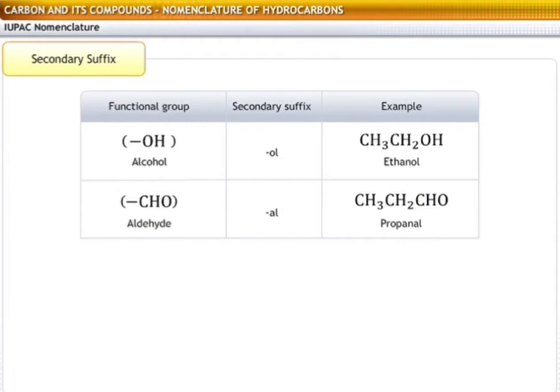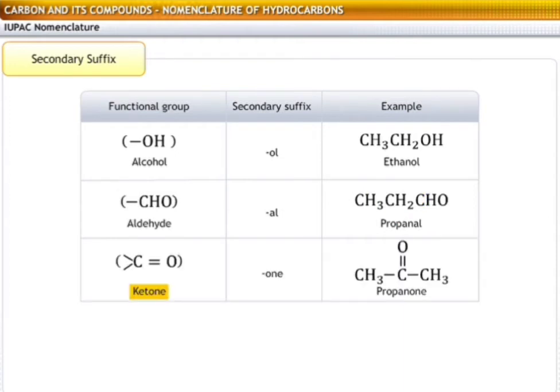Similarly, let's try to compute the IUPAC name of ketone. In a given ketone molecule, there are 3 carbon atoms. Hence, the root word should be prop, and as it is saturated, the primary suffix should be "ane". However, there is a functional group C double bond O, so you must remove the E from the alkane and add the secondary suffix "one". Hence, the IUPAC name of the molecule is propanone.